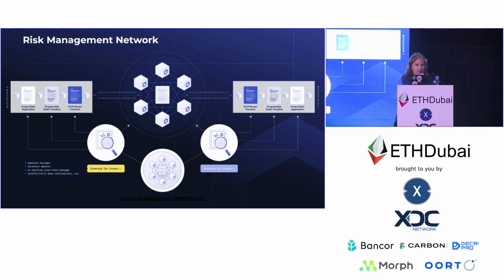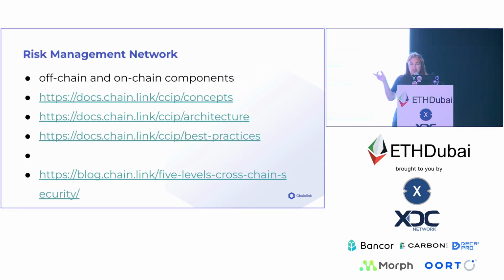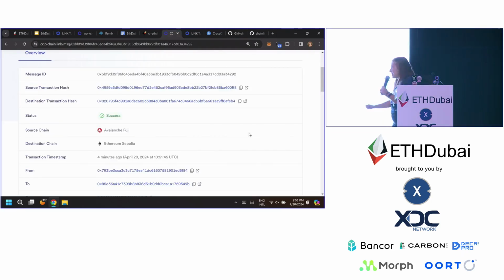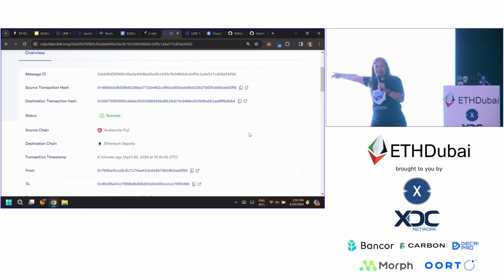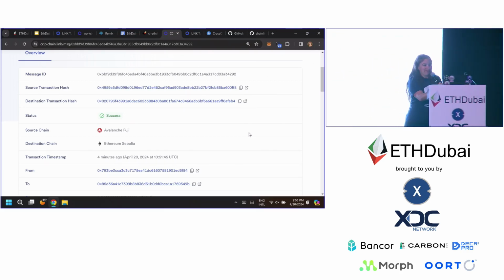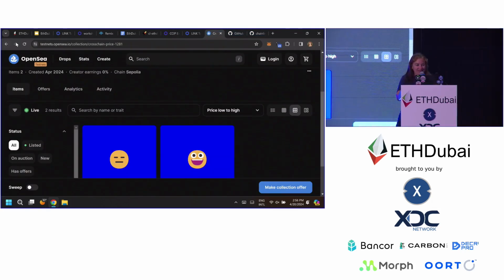And probably if I come back now to my CCIP transaction, it's done. Let's see. I hope so. And here you have more information related to the Risk Management Network. This is the most important part. Let's go to the CCIP Explorer. Yippee! We have the success message over there. So let's update my collection. Let's see my NFT.